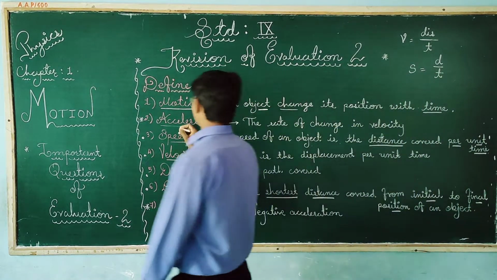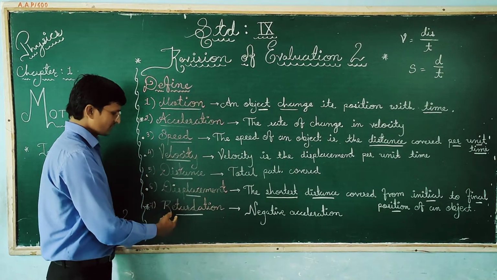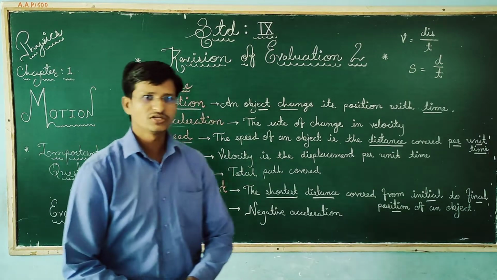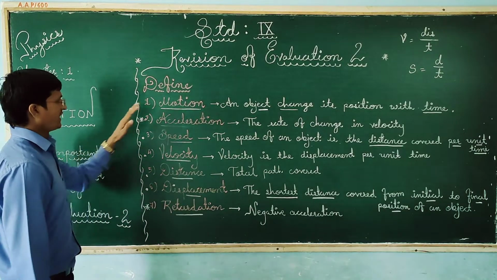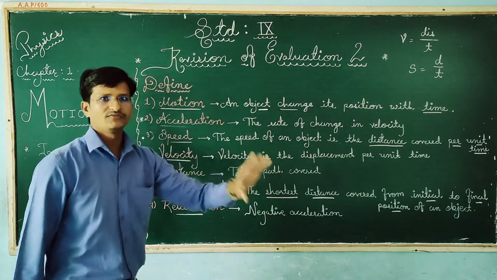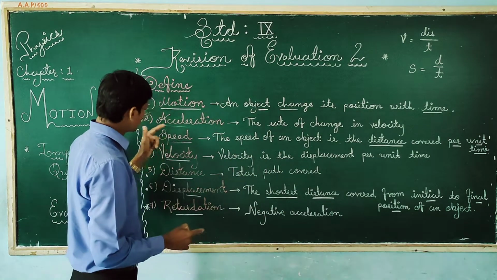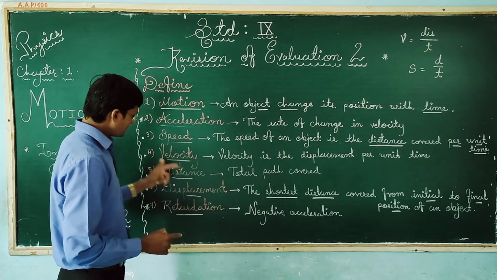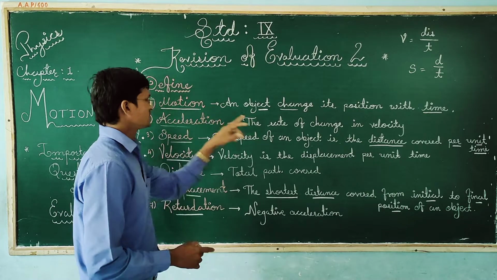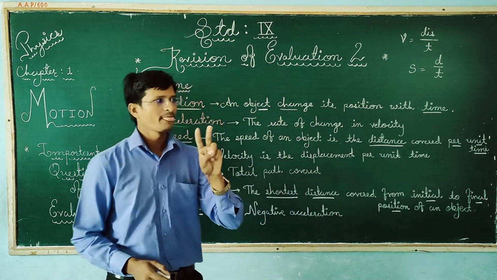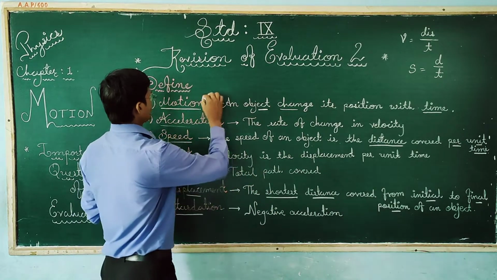So motion, acceleration, speed, velocity, distance, displacement, and retardation are crucial and very important terminologies in your chapter 1, and they may be asked in different formats. Distinguish or differentiate between speed and velocity, distance and displacement. In that, you should know acceleration is of two types: positive acceleration and negative acceleration. And motion also we have two types.